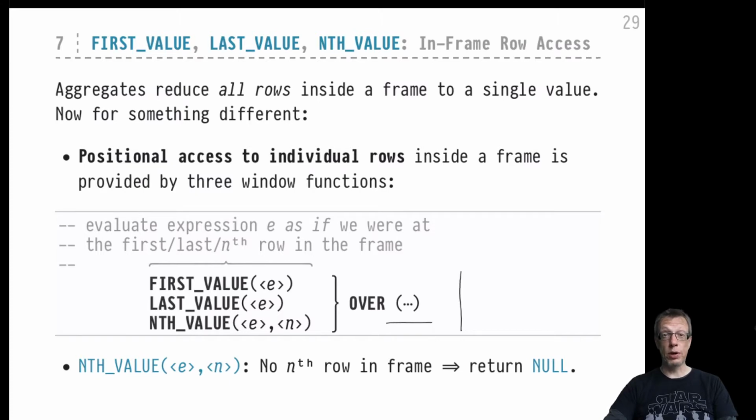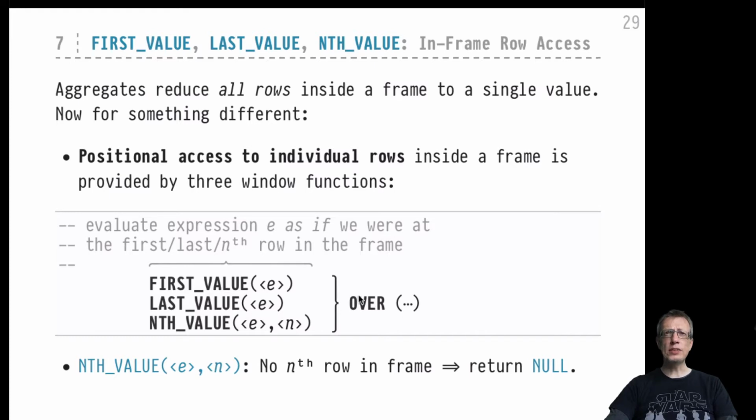Of course, the current row is part of that frame, and we could use one of these functions here to access the current row, but this is not the point. The point is to have arbitrary access at will, positional access to all of the rows inside the current frame. This is different, for example, from the aggregates that we've discussed before. Aggregates will just walk over all rows in the frame and perform their aggregation job. This is not what we do here. We access individual rows, single rows, using these first, last, and nth value window functions.